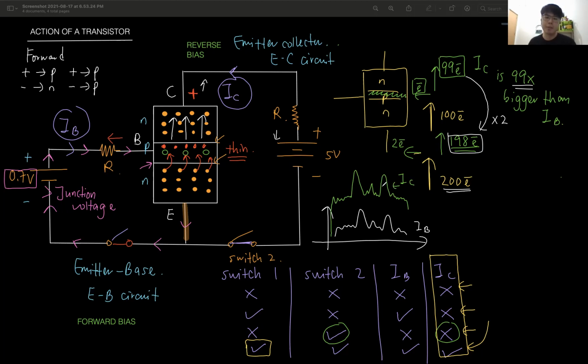Pattern is the same. So we say that the variation of current is the same as this variation of current. The pattern is the same. The manner is the same. Just that it is being amplified. That is the function or the working of a transistor, by allowing more charges to flow through and less charge to flow in the base. It is because of the design of the p-type is very thin.